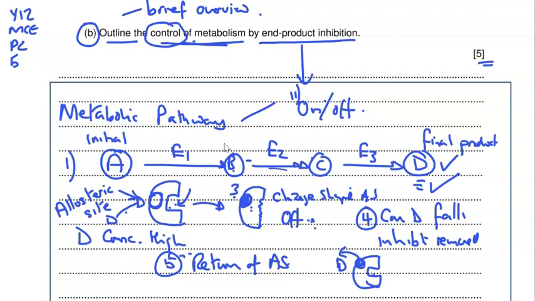This idea of increasing and decreasing is an example of negative feedback, and it prevents overproduction of the product, which is kept at an oscillating, changing, but near constant level. So within that, we have our 5 marks for question 5, part B.